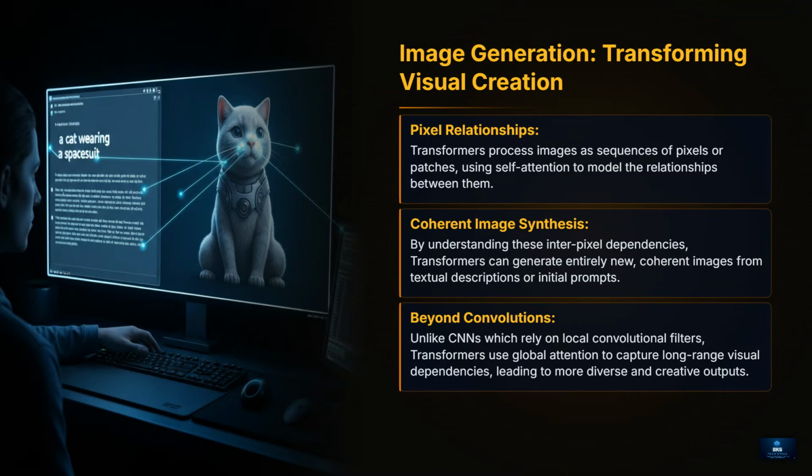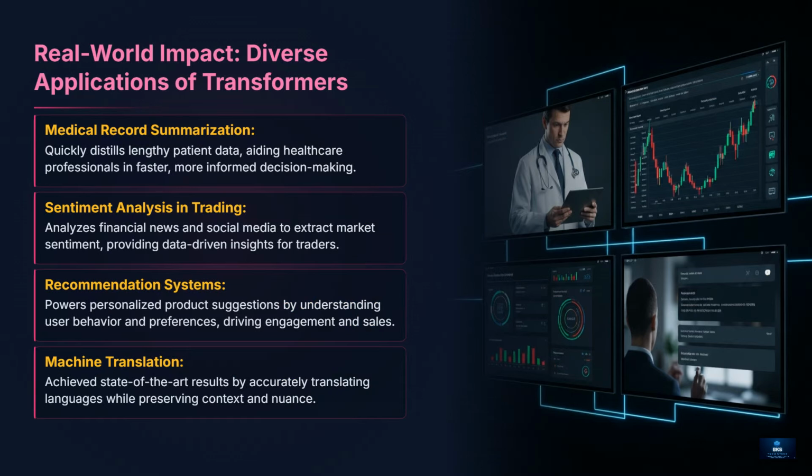Here's where this leads beyond text: image generation. Transformers view images as sequences of pixels, using self-attention to understand how every part relates to every other part. This global perspective, a significant departure from traditional convolutional networks, allows them to synthesize incredibly coherent and imaginative visuals directly from text.